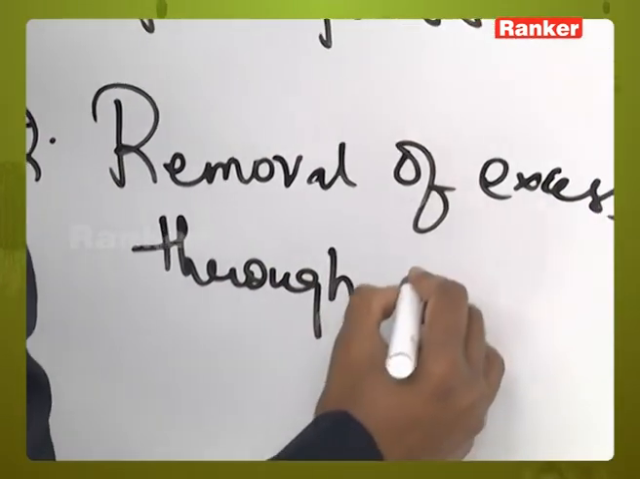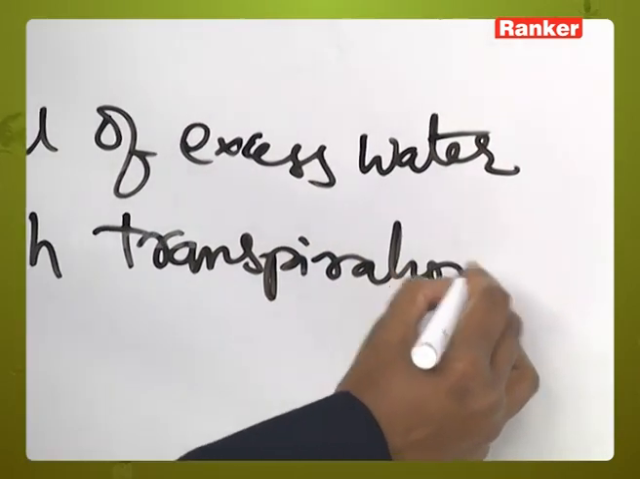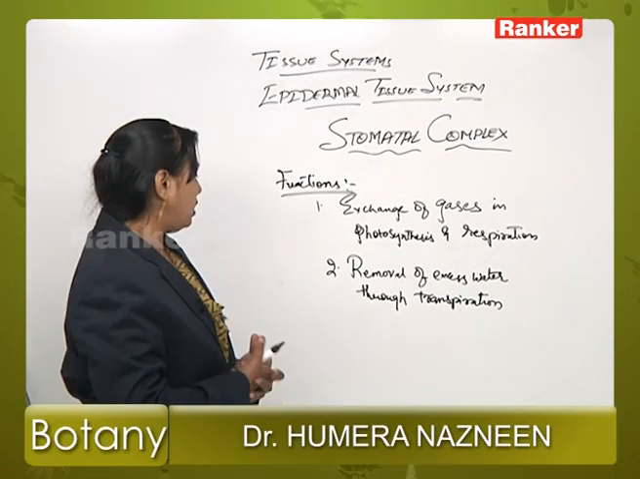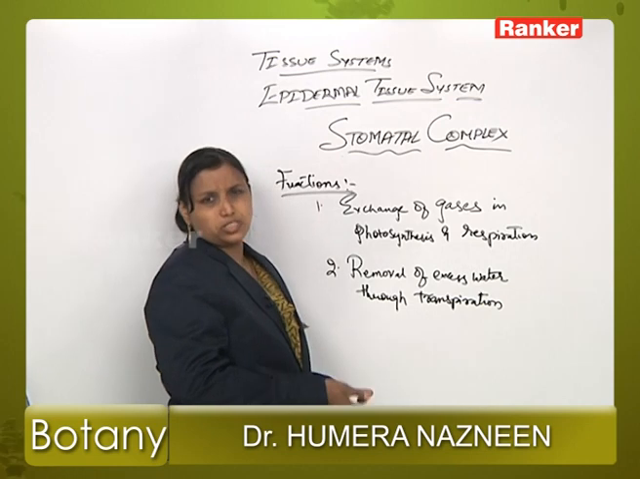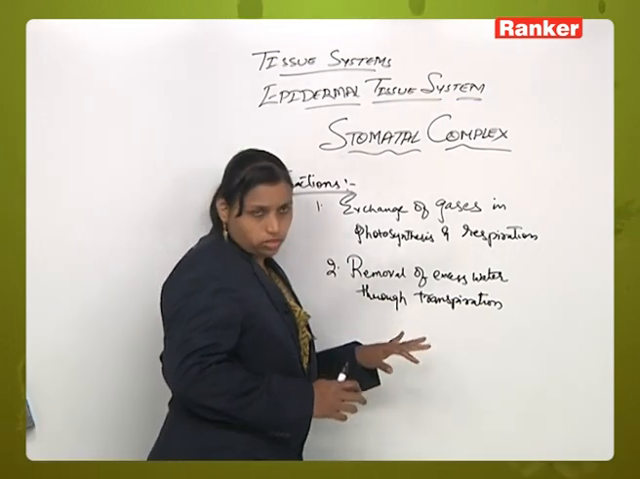Through the process called transpiration. So there are two major functions of stomata here: exchange of gases in photosynthesis and respiration, either it may be oxygen or carbon dioxide. Next, another one is removal of excess of water through the process called transpiration.